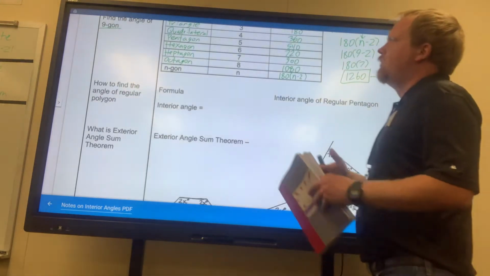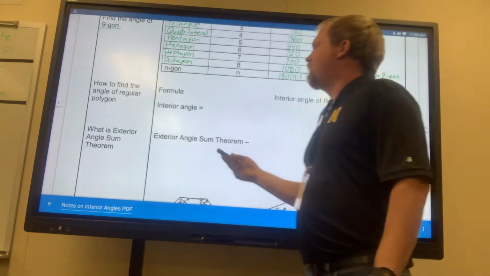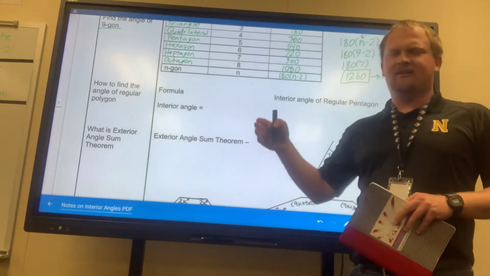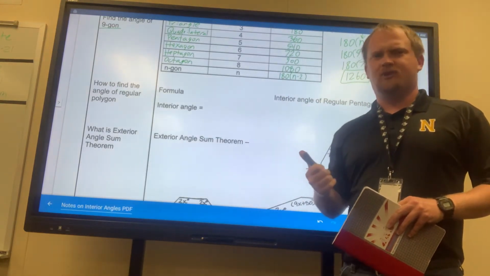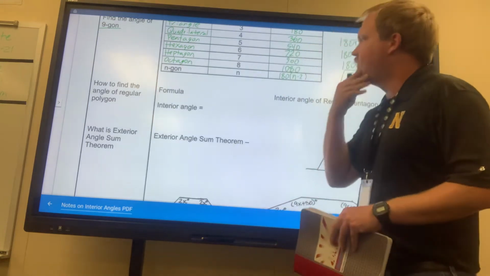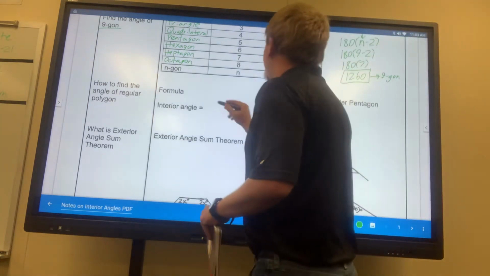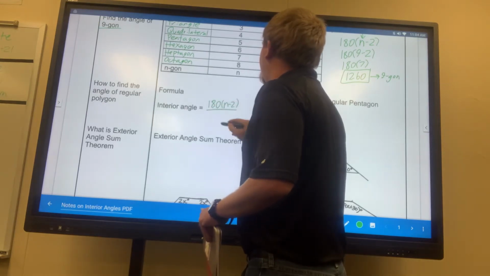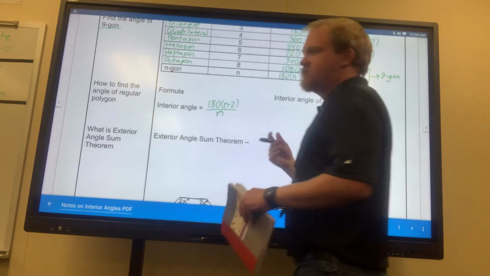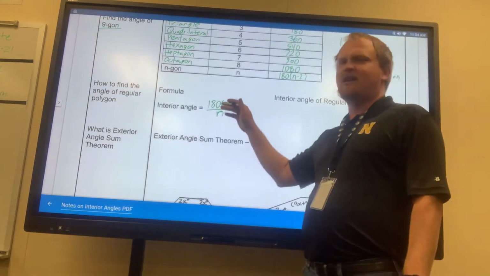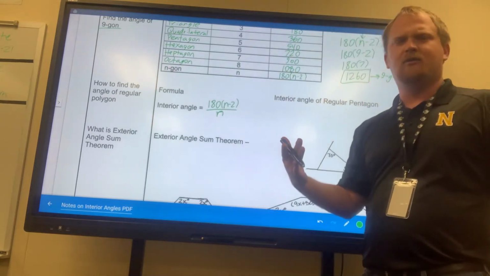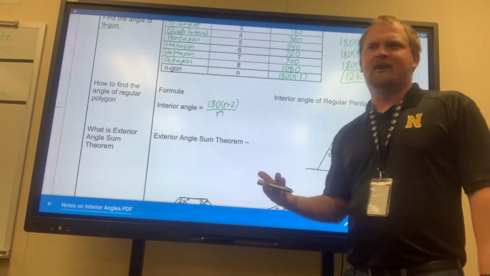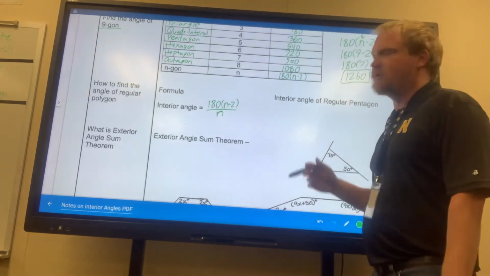Now, how about finding the angle of a regular polygon? A regular polygon basically means that all the sides and all the angles are equal to each other. So how am I able to find that? Well, the formula states that it's 180 times n minus 2, all over n, which is the number of sides. The reason I can say that is because if we know the total angle, we divide that evenly by however many sides we have. That's how we get this formula.